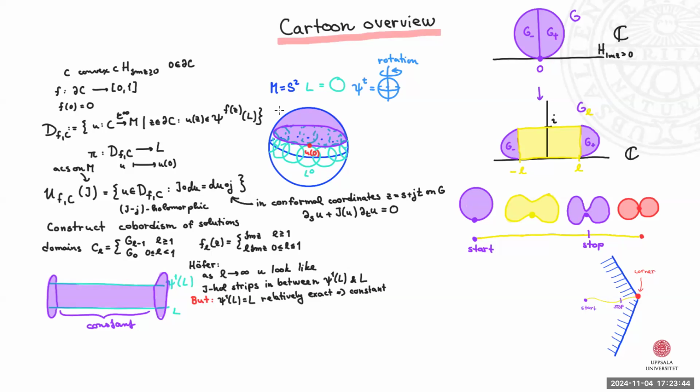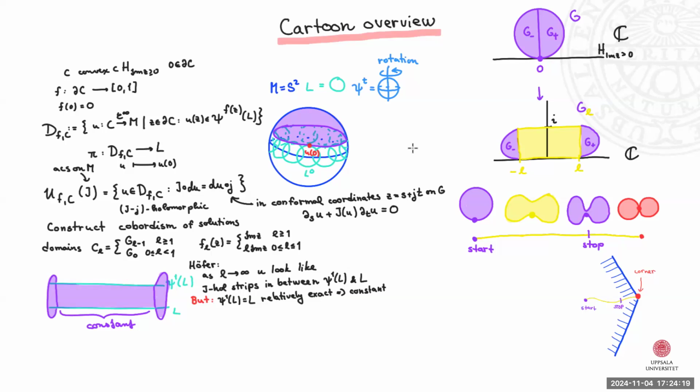And what are going to be our maps? We will care about the space of maps, which are going to be smooth maps from this domain C to our symplectic manifold M, so that every point on the boundary gets mapped to the flow out of your Lagrangian of the appropriate time. This looks horrible, but in here there is a cartoon example of such a map.